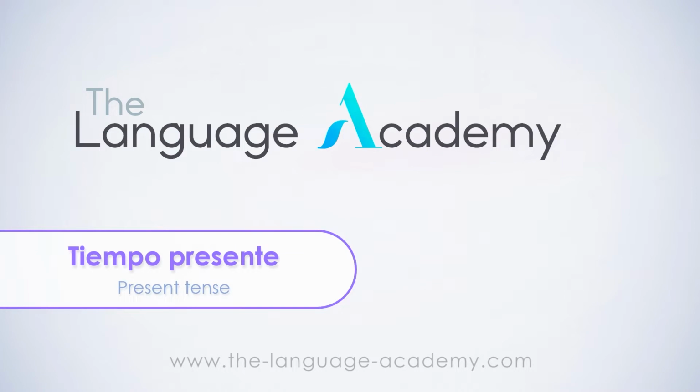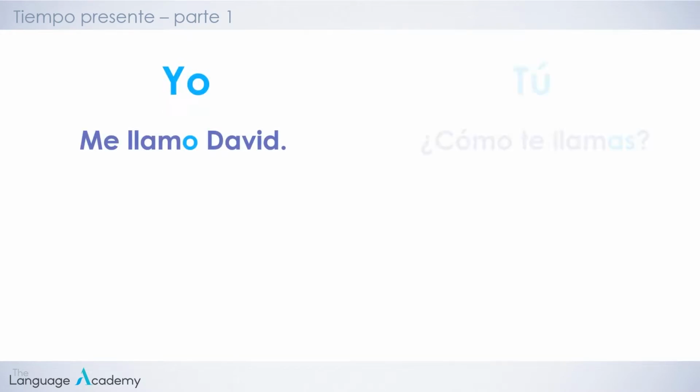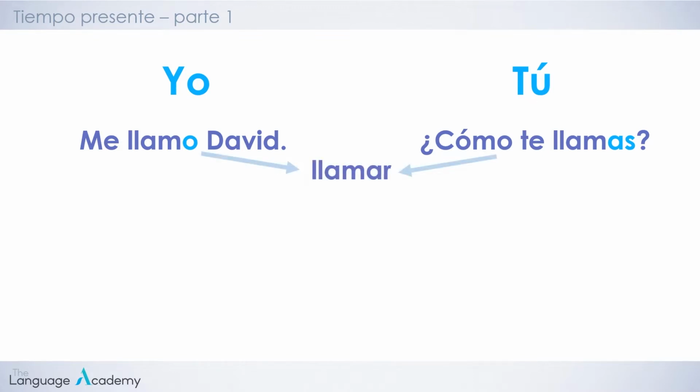In this lesson, we're going to cover the Spanish present tense. In previous lessons, we have covered examples for yo. For example, me llamo David. We have also covered examples for tú. ¿Cómo te llamas? In the first case, we're using llamo with an O ending. And for tú, we're using llamas. Both of these verbs come from the original form llamar.